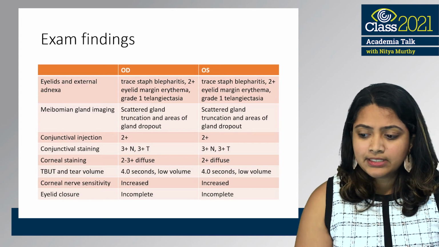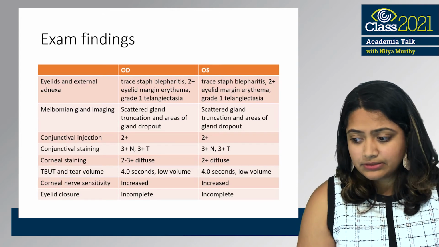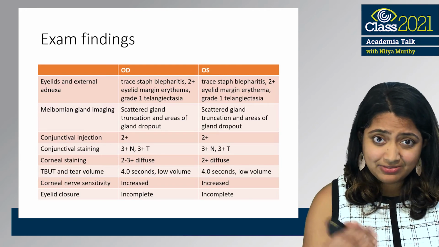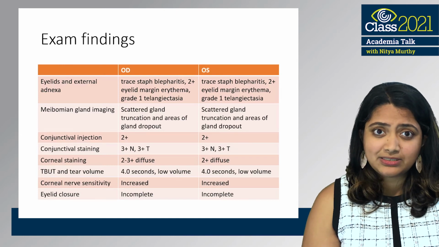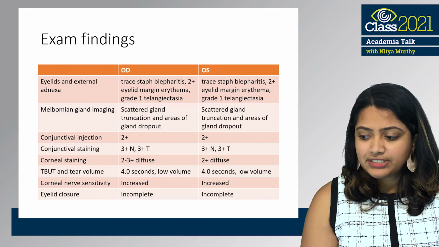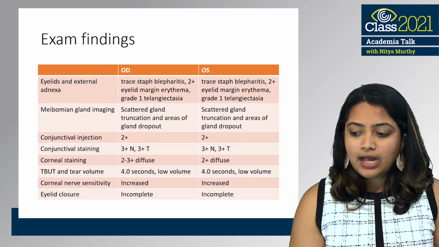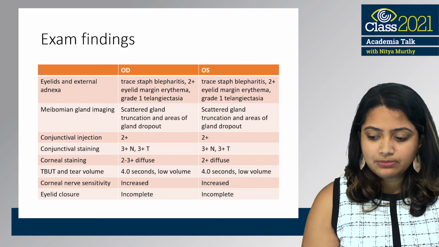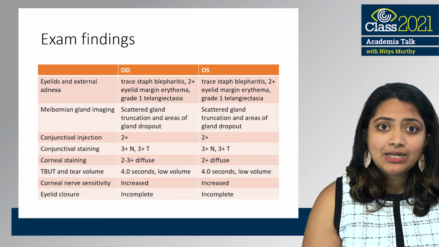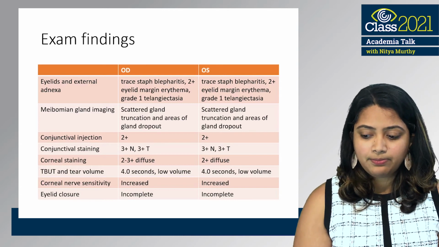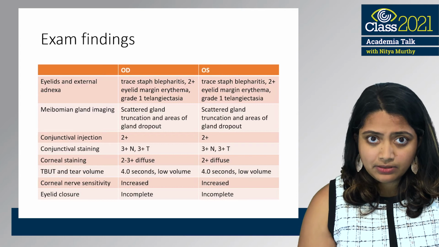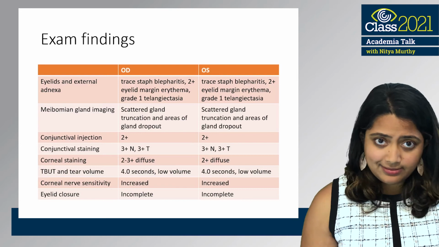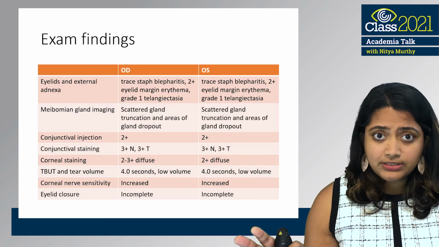These were her exam findings. She was doing a good job with her lid hygiene because there was really just trace blepharitis. She had eyelid margin erythema, most likely from scrubbing so hard, because this was one of those good patients that's really trying her best. And she had some grade 1 telangiectasia, meibomian gland dropout. Given her age and things like that, it was reasonable. Conjunctival injection, conjunctival staining, corneal staining, low tear volume, hypersensitivity of the corneal nerves, which we see sometimes in these cases as well, and incomplete eyelid closure. So again, a lot of different things going on, and the plan was to just treat all of it.